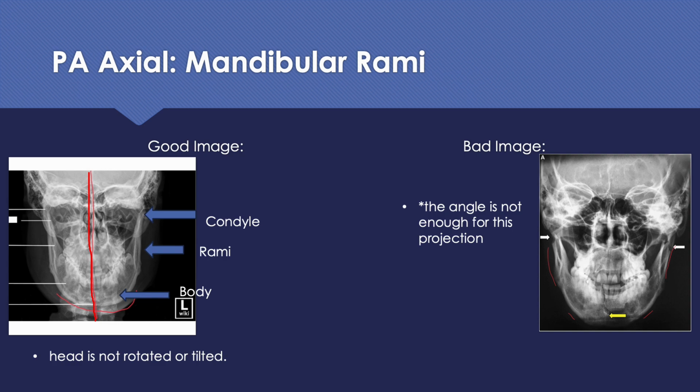For our bad image, I feel like the angle is not enough. You can see the petrous ridges are not filling the orbits as well as in the good image. To correct this image, you will need to place more of an angle to get these condyles shown well.